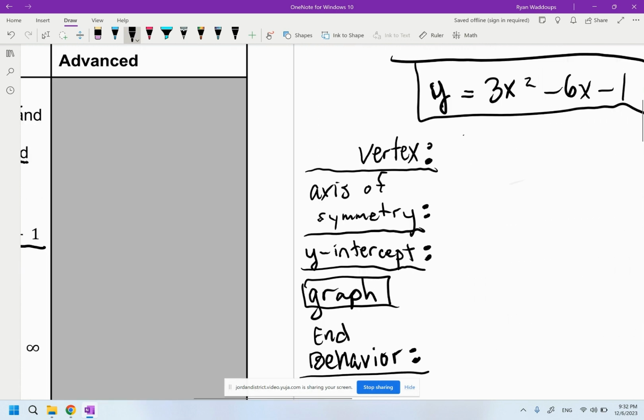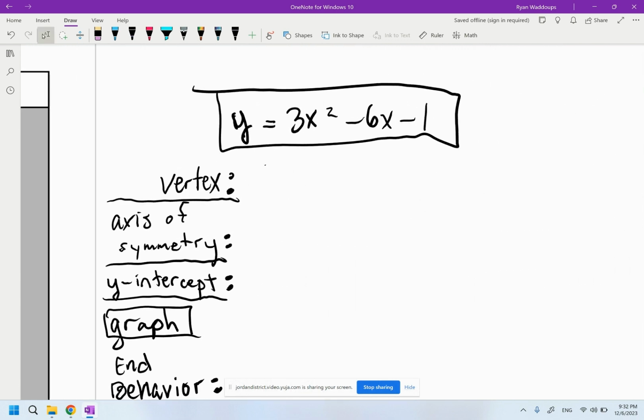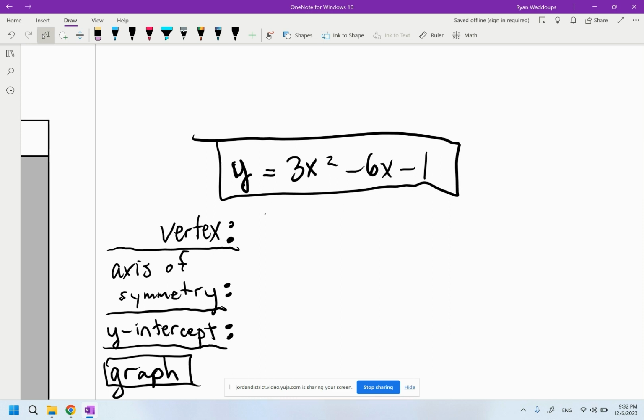So I've copied it over here. I want to make sure that I've copied it correctly. Check to make sure, that's a very common mistake. I switched out f of x for y. It's the same thing. F of x is y.